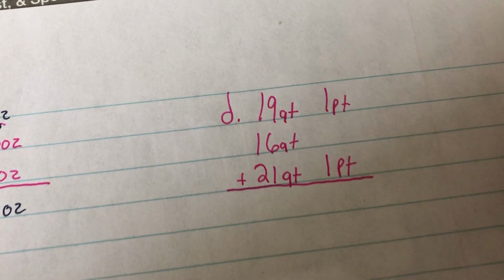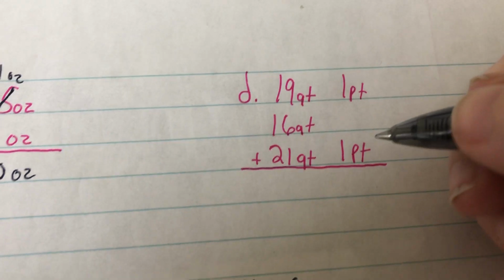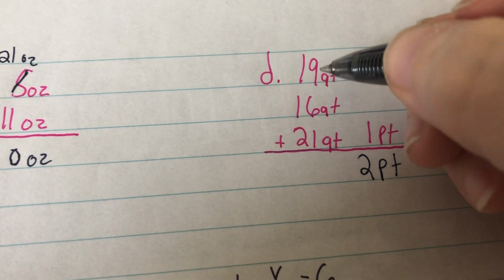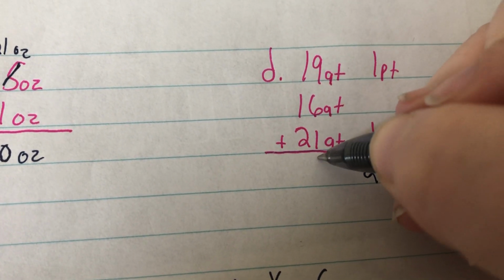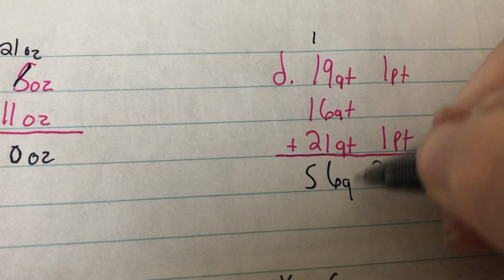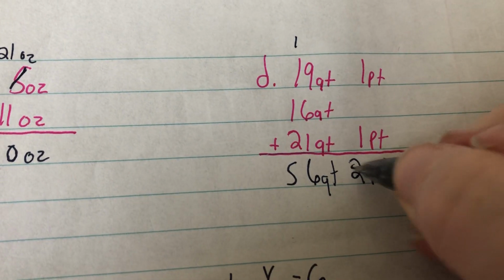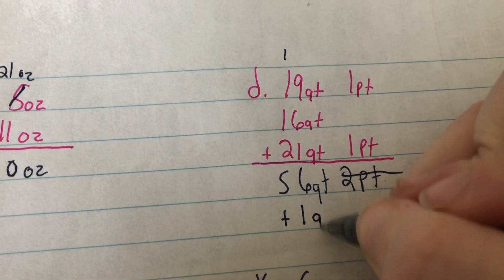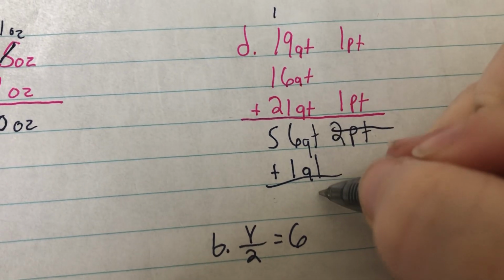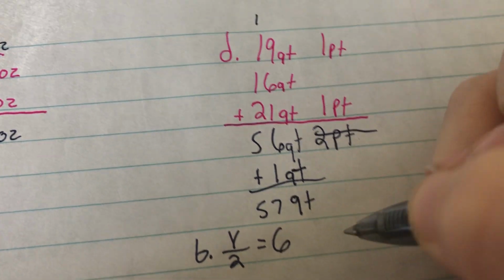D, we have 19 quarts, 1 pint, plus 16 quarts, plus 21 quarts and 1 pint. So 1 pint plus 1 pint is 2 pints. 9 plus 1 is 10, plus 6 is 16. 1, 2, 3, 4, 5, so 56 quarts and 2 pints. However, there are 2 pints in 1 quart. So 56 plus 1, 57 quarts.